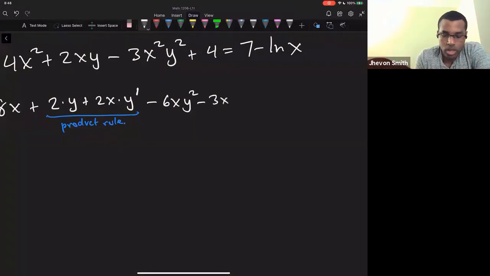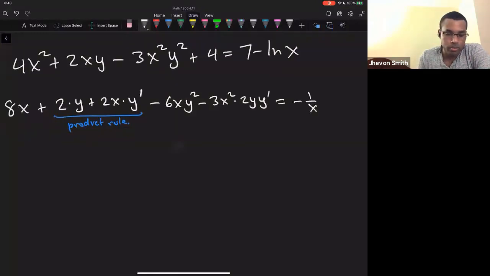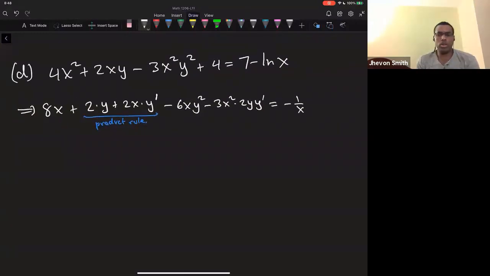You leave the first function, differentiate the second, 2y y prime, because I just differentiated a y. Derivative of 4 is 0, derivative of 7 is 0, derivative of minus ln x is minus 1 over x. So that's it, the calculus is done. Now it's a matter of algebra.